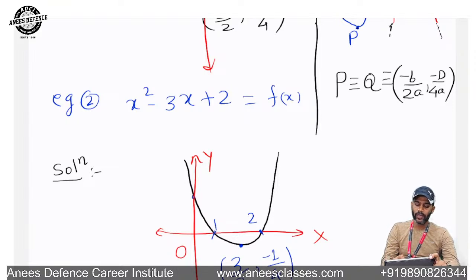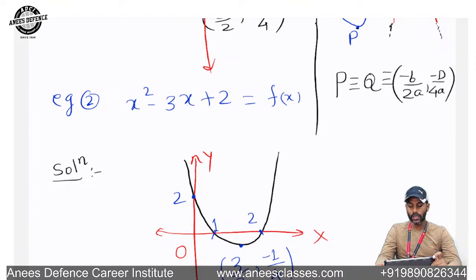Now this particular point, anyone? If you put x equal to 0, you'll get 2 only. If you put y equal to 0, the values of x would be 1 and 2. That is why 1 and 2 are the roots of this equation. So that is the graph.